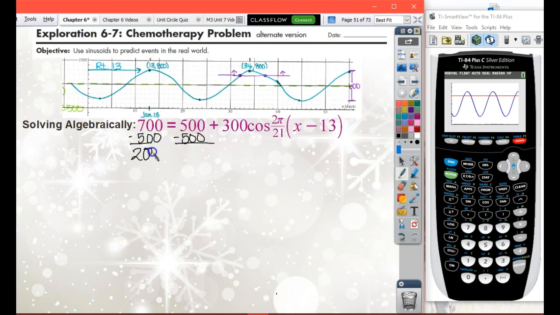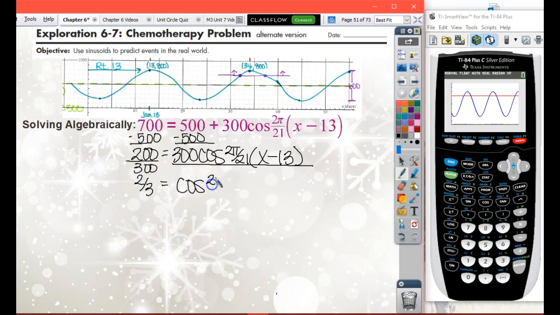From there I'm left with 200 equals 300 cosine of 2 pi over 21 times x minus 13. My next step is going to be to divide both sides by 300, and this will then reduce down to 2/3 equals cosine 2 pi over 21 times x minus 13.